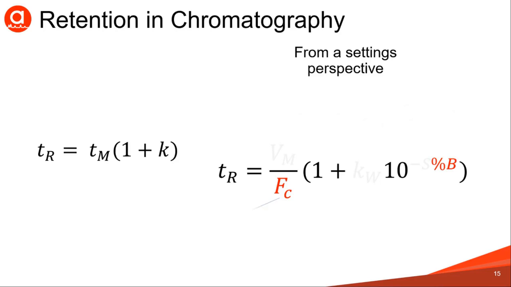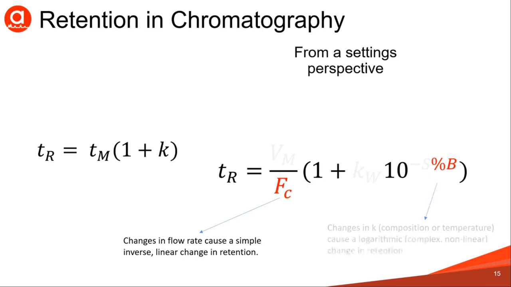And if we strip out things we don't care about, we can see that the flow rate shows up as a cause of change. And if the flow rate changes, it produces a simple inverse linear change in retention. And without worrying about the details in the math, we do know that if the composition changes, or if K changes, and that might also be caused by temperature, the change causes a logarithmic change in retention, which is going to be complex and nonlinear.